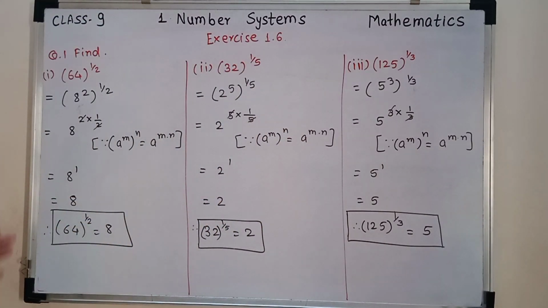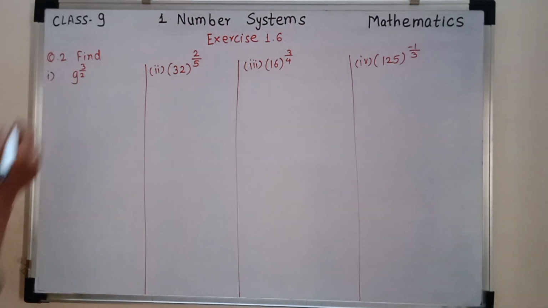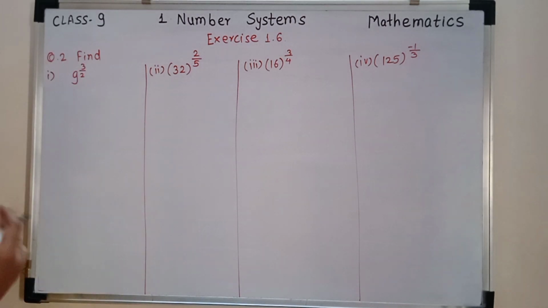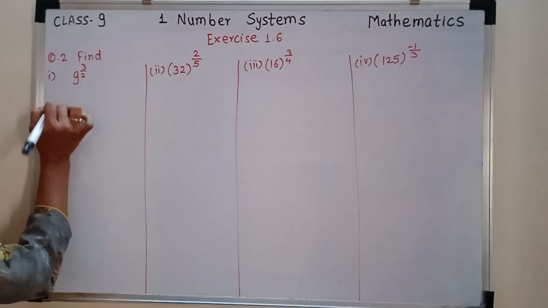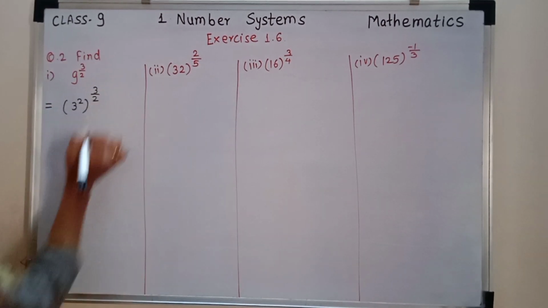Understood everyone? So basically in all these examples we have used only one law, that is a raised to m raised to n is equal to a raised to m into n. Okay, now we will move to the next question, question number 2. So continuing with question number 2, here we need to find 9 raised to 3/2. Whenever we have a number, we always convert it into the form of its factors. So 9 can be written as 3 square and we have it raised to 3/2.